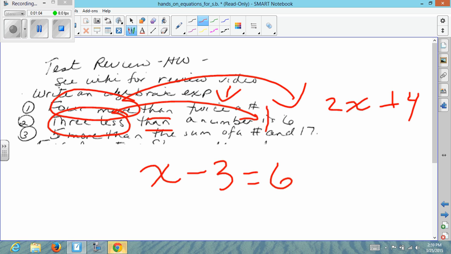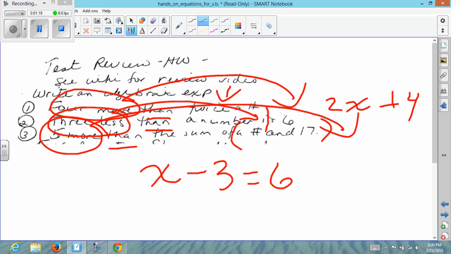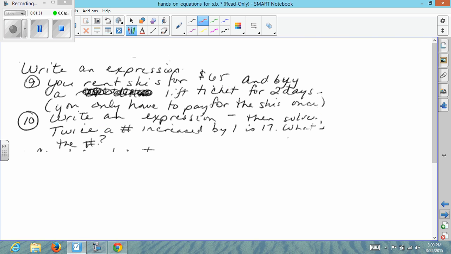Okay, the last one, 5 more than the sum of a number and 17. Now remember, there's the then. We circle everything in front of it and send it to the back. But the sum of, the difference of, that indicates parentheses. So we're going to have the sum of a number, so that's x plus 17 in parentheses, and then 5 more than it, plus 5. Okay, next one. Oops, sorry, skipped.